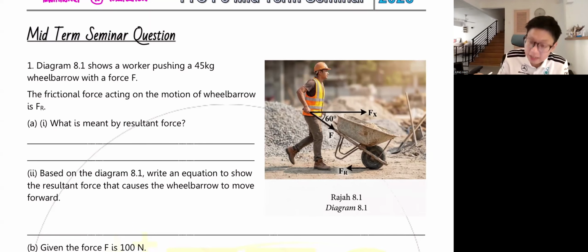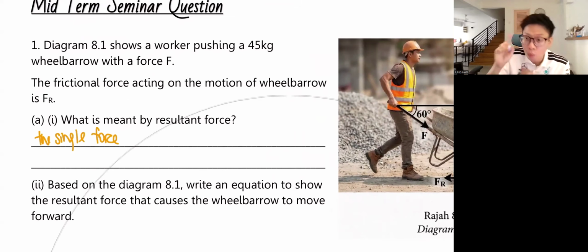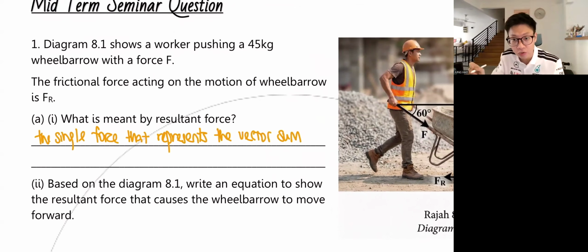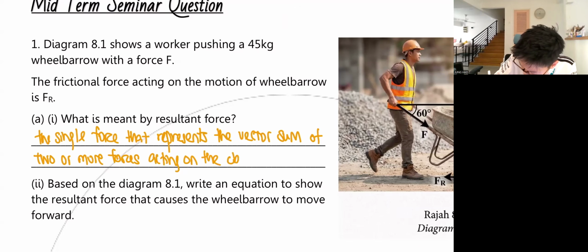Okay. Now, so let's write this together. It is basically the single force that represents the vector sum. Means you add everything. The single force that adds everything of 2 or more forces acting on the object.